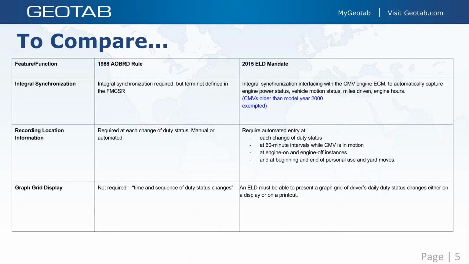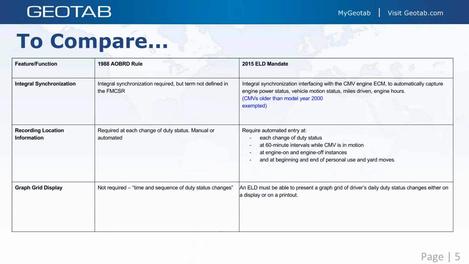I'm going to go over what the AOBRD rules were and compare that with what the new ELD mandate is going to be. So the 1988 AOBRD rule said that the device has to be integrally synchronized. They never really defined what that meant. Now they really dig deeper into it. They say in order to be integrally synchronized, the device must interface with the CMV engine's ECM and automatically capture engine power status, vehicle motion status, miles driven, and engine hours. Like I said before, CMVs that are older than model year 2000 are exempted.